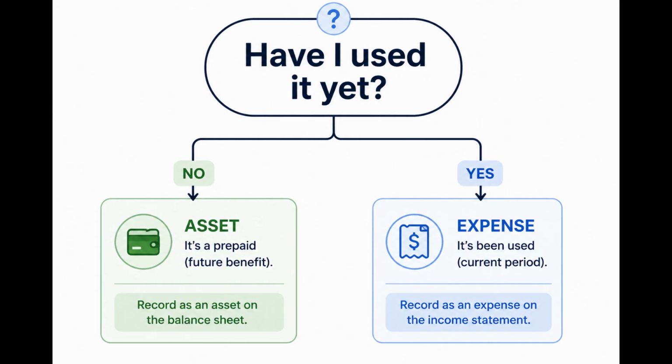So here's the rule. When you see a payment, ask, have I used this yet? If the answer is no, then it's a prepaid asset. You've just started another phase of transactions. If the answer is yes, then it's an expense. That one question fixes everything.